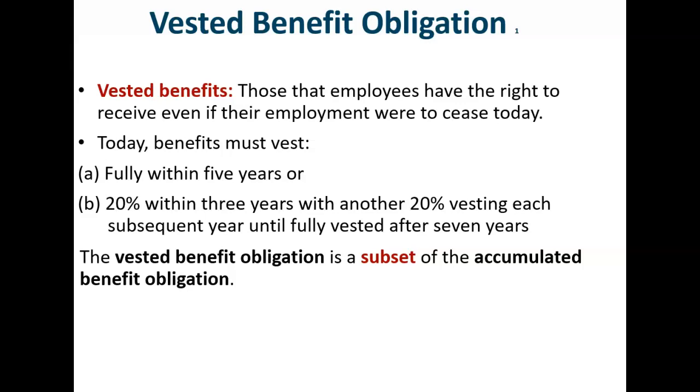Today, benefits must vest under a couple of different alternatives. The first being they must vest fully within 5 years. Or they could vest 20% within 3 years, with another 20% vesting each subsequent year until fully vested after 7 years. The 5-year vesting is most common.